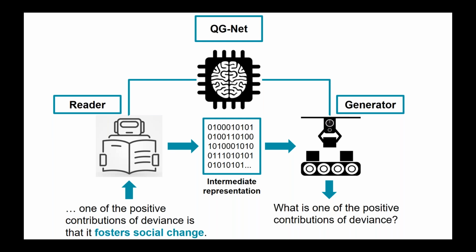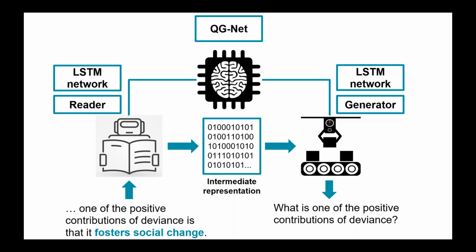Okay, so this is the general framework. We actually also, so the reader and generator are LSTM networks. LSTM networks are one comment because the previous talk, maybe the one before that, is on recurrent neural networks.